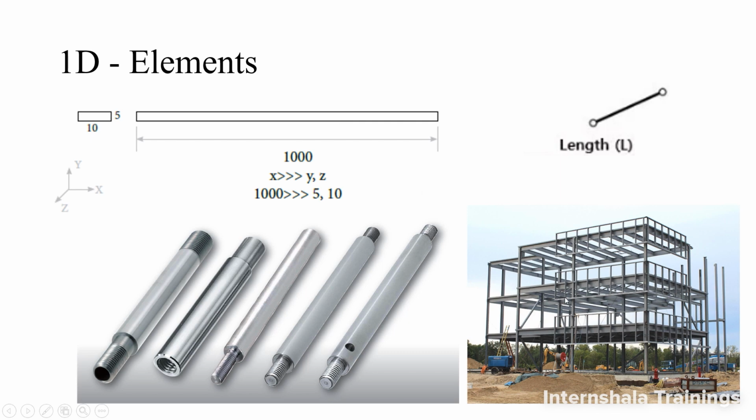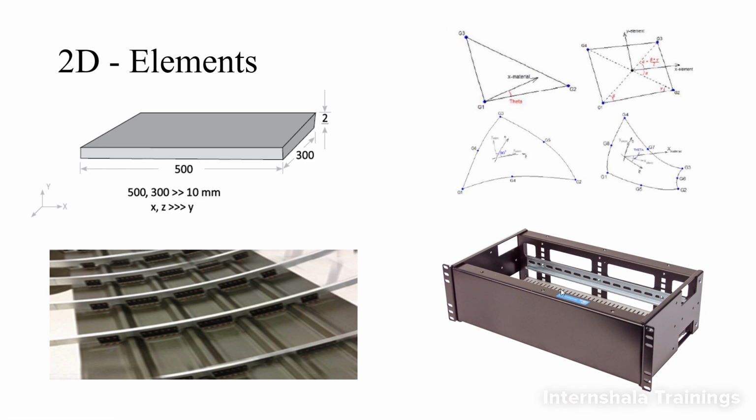Likewise, if you have frames, steel frames or steel structures like this, you can idealize them in the form of a 1D beam, and you can analyze them using 1D elements only. Then coming to the second one, here the length dimension is 500 and the width dimension is 300, but the thickness is 2.